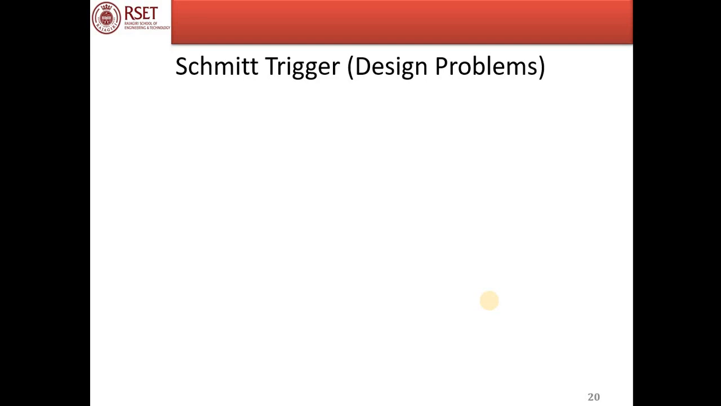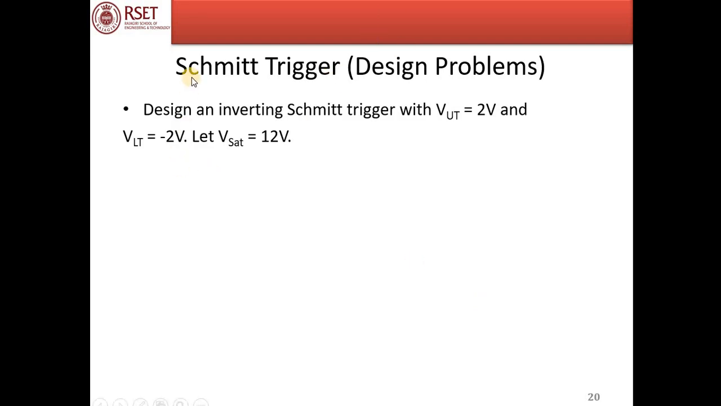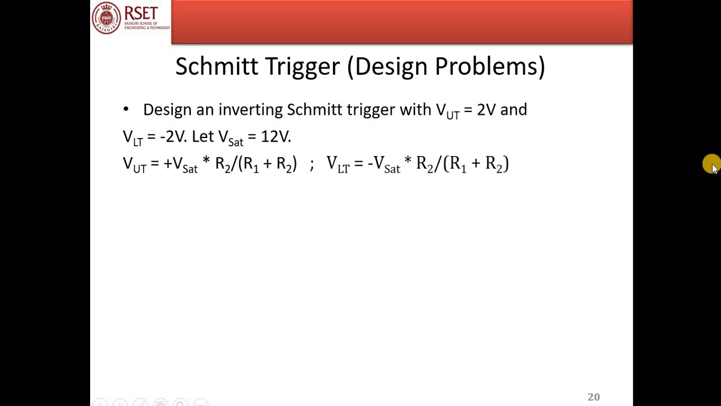Let us do two design problems. The first question is, design an inverting Schmitt trigger with upper threshold voltage equal to 2 volt and lower threshold voltage equal to minus 2 volt. Let Vsat be equal to 12 volt. Here we can see that the magnitudes of upper threshold voltage and lower threshold voltage are the same, so we can directly apply the formula. When we are asked to design, it means we need to find out the values of R1 and R2. By direct application of the formula, we can get the values of R1 and R2.